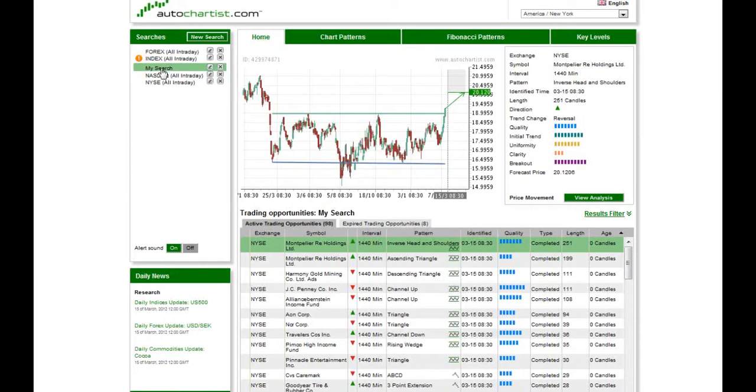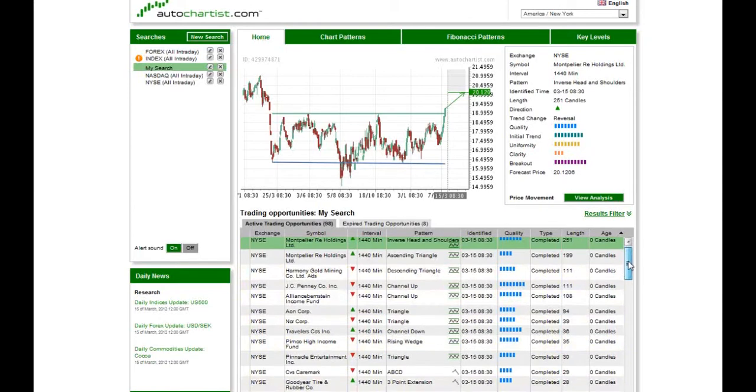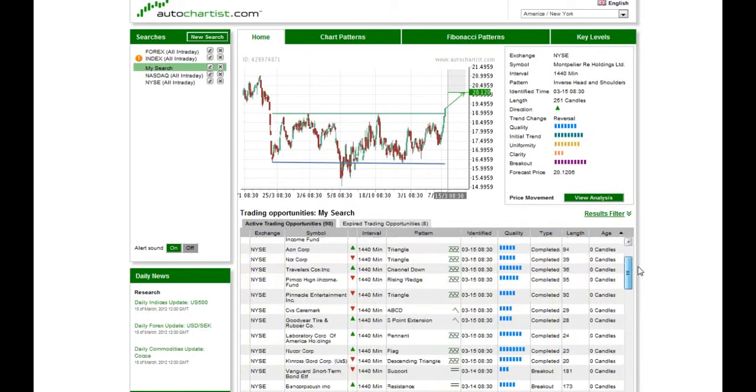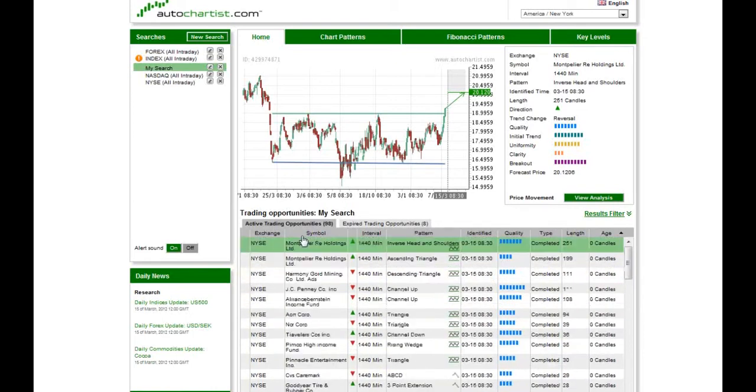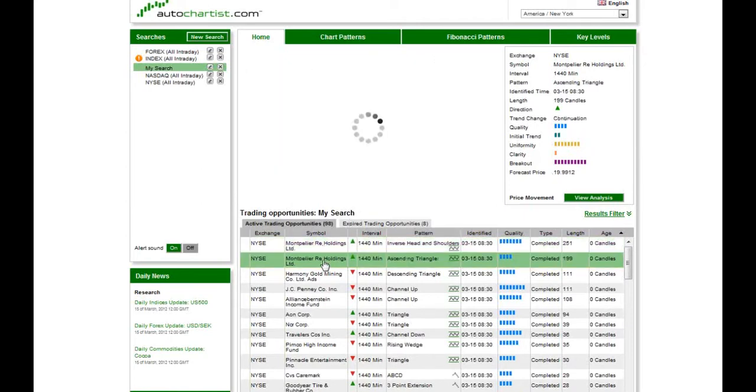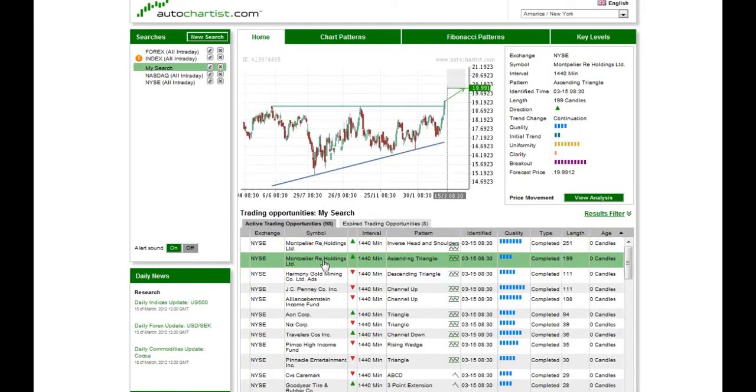I've selected my search, which I'm sure you recall was basically New York Stock Exchange, anything between $5 and $100. Now what I see as the next most important section in Autochartist, which I'm highlighting at the moment, is the active trading opportunity section, which is really just a list of trading opportunities that Autochartist has identified. In my search, I selected end of day New York Stock Exchange, so all the opportunities here are based on end of day opportunities on New York Stock Exchange.